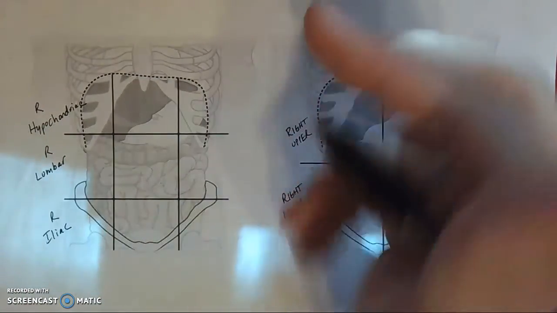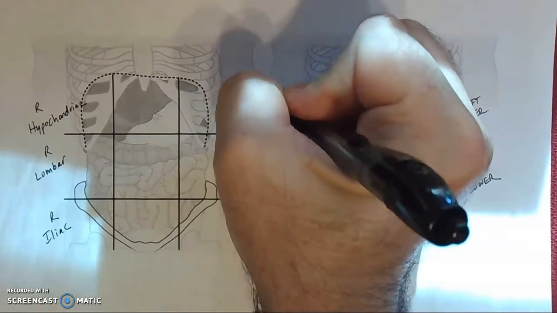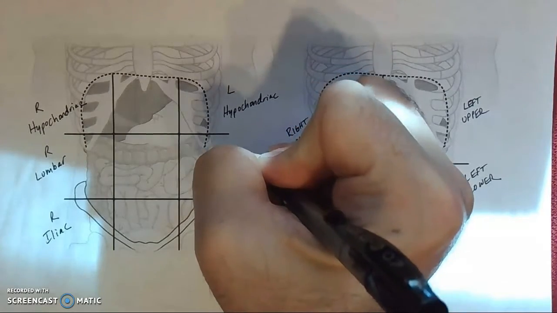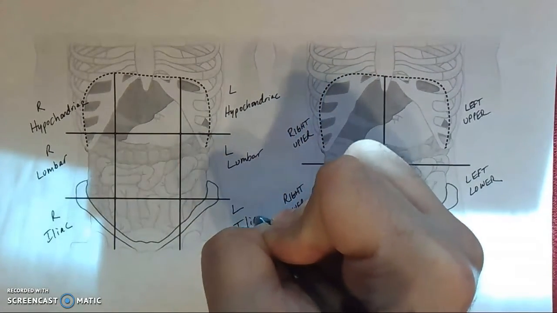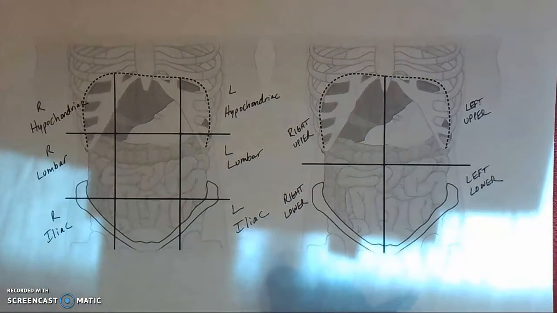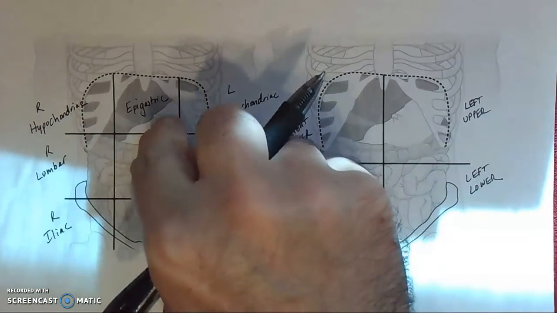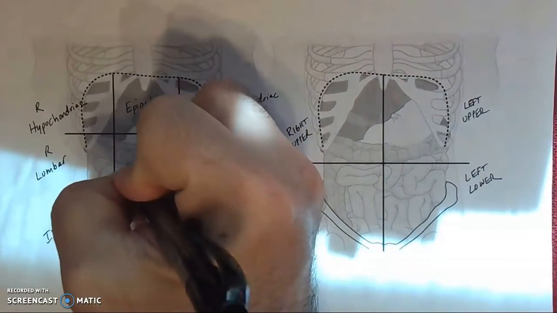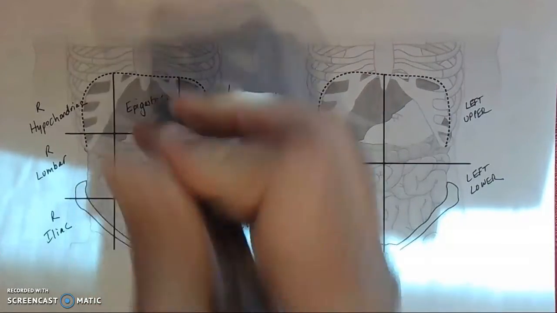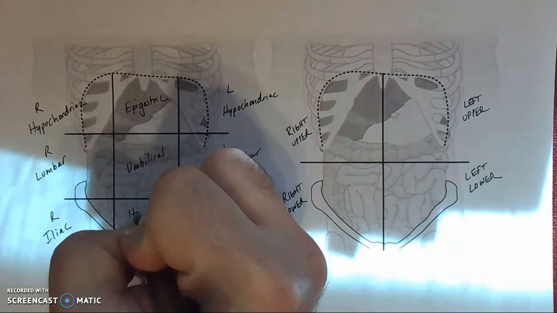Well, we have right, we have left of each one of those. So left hypochondriac, left lumbar, and left iliac regions. The middle regions have names based on higher and lower. So this is called the epigastric region. It's really over or on top of the stomach, which is this right here. This is called the umbilical because we would have the belly button located in that one. And this is the hypogastric, so below the stomach.